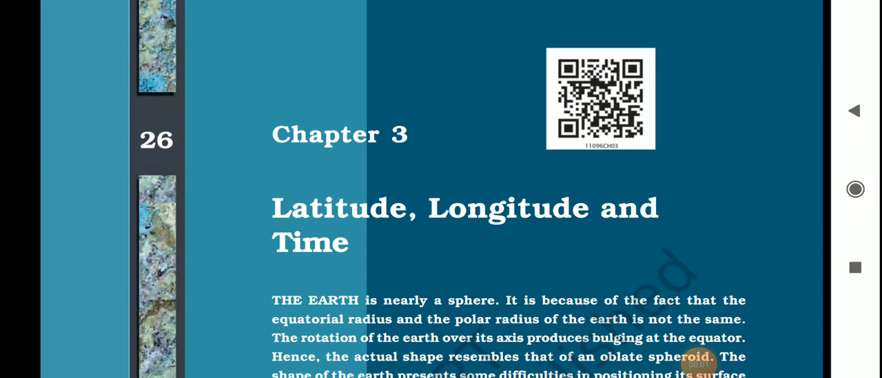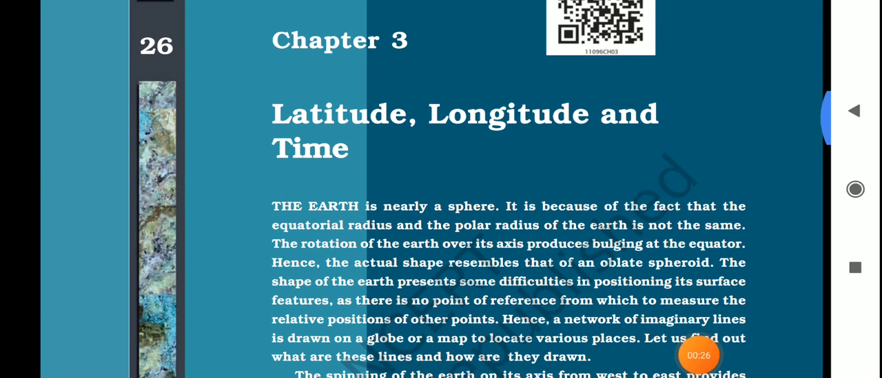Hello learners, so today we are going to deal with a new chapter, number 3, practical portion: latitude, longitude and time. So we'll start from the shape of the earth. Earth is an oblate spheroid. That means it is not exactly a spheroid. It is bulged towards the equator and flattened towards the poles.